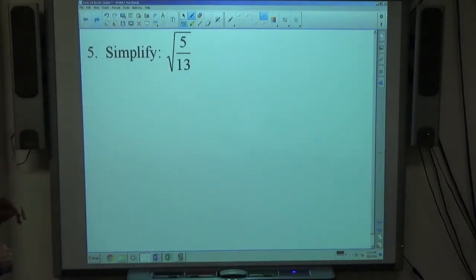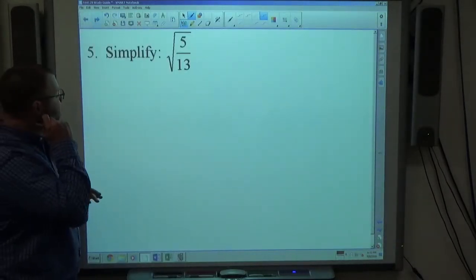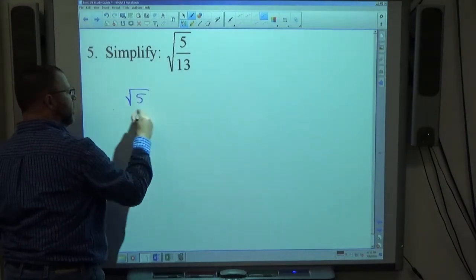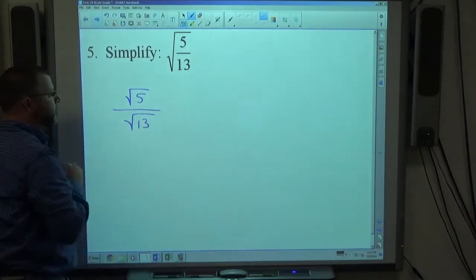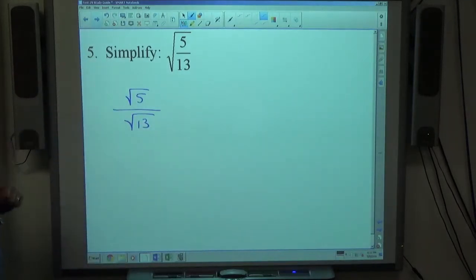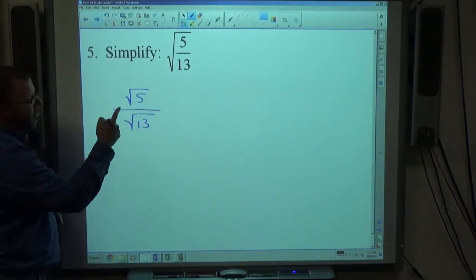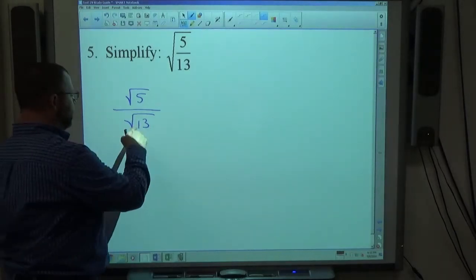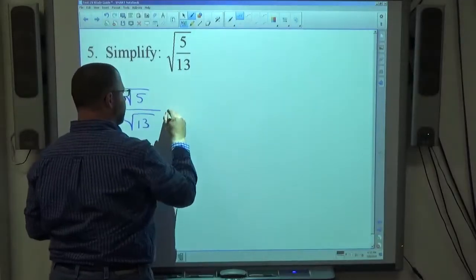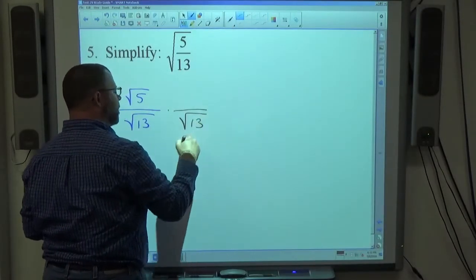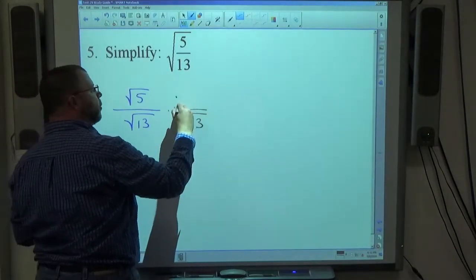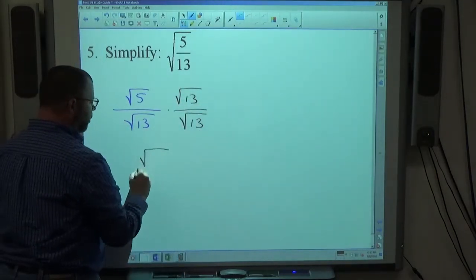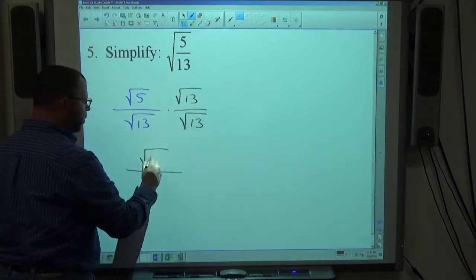Number 5, same type of problem, a little bit simpler, really, once you get it fixed. Square root of a fraction can be separated into the square root of the top over the square root of the bottom. So that's the first thing you want to do. And again, the issue here is good mathematics says radicals in the denominator is not good. So we want to multiply by the square root of 13 to fix the bottom. If I multiply the bottom by the square root of 13, I've got to multiply the top by the square root of 13.